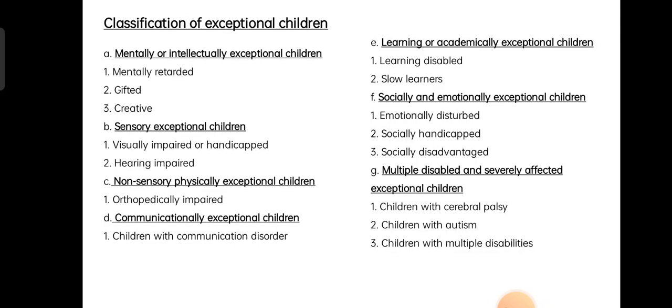Who are they? They are mentally or intellectually exceptional children. First one is mentally or intellectually exceptional. Under this, we have mentally retarded children, gifted children, and creative children. Second one is sensory exceptional children. Here it is classified according to the affected part. See here, which part is affected, according to that they are classifying this.